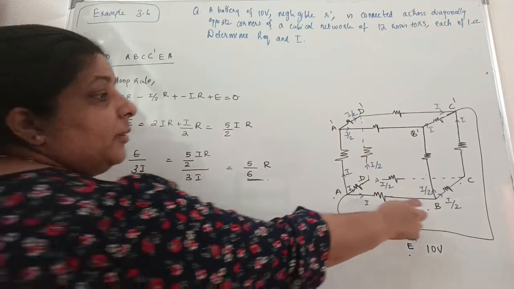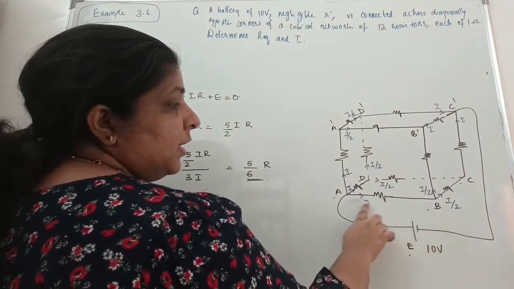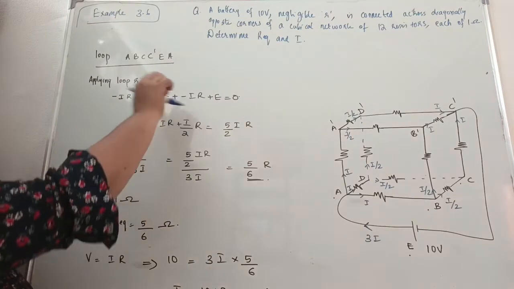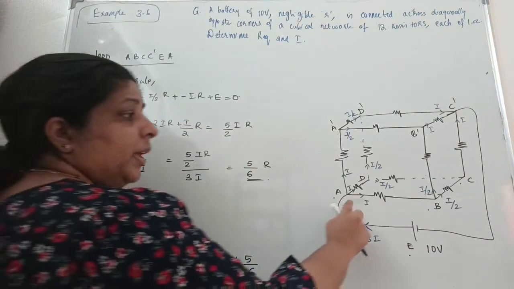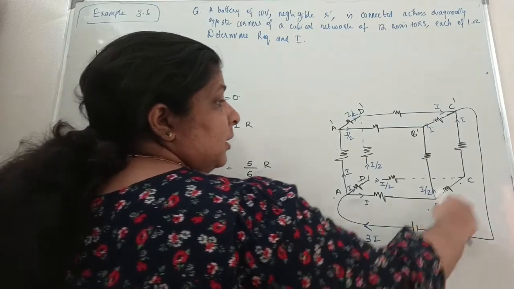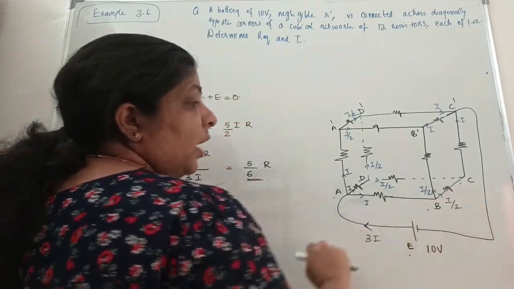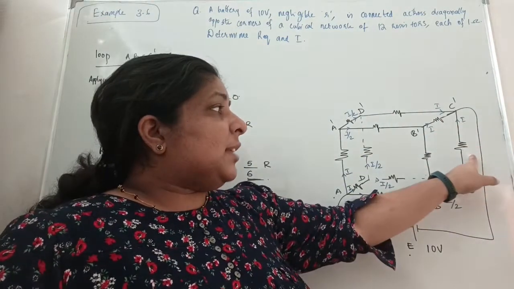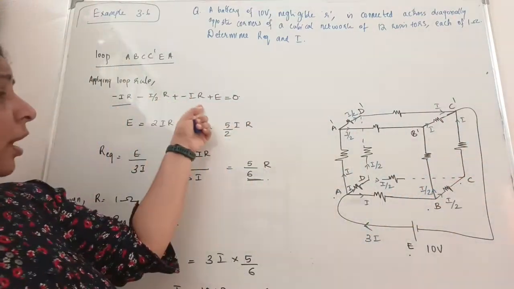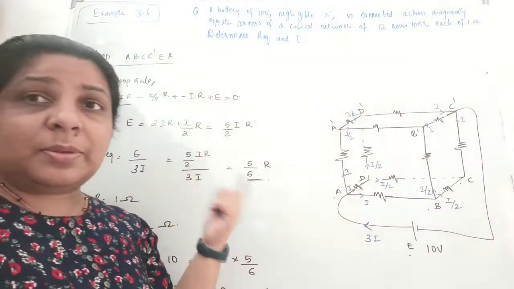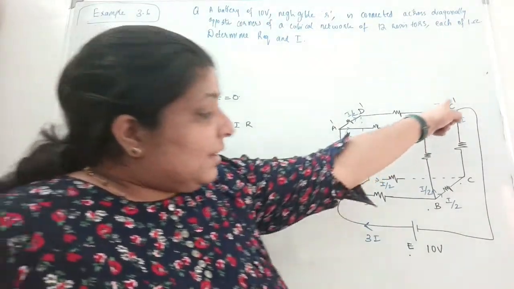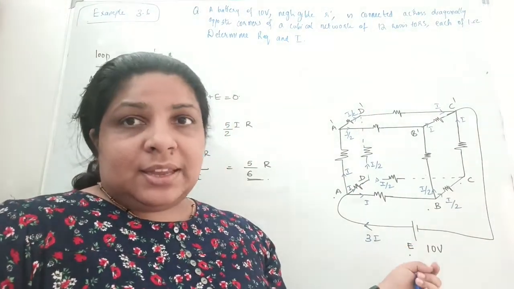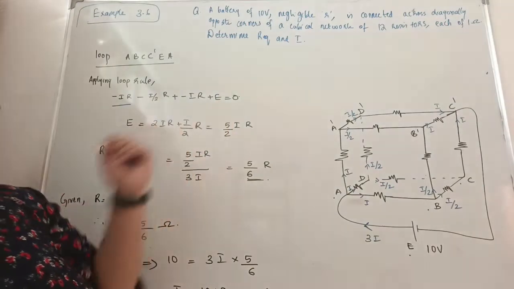Now A to B, my direction and current direction are the same, so it will be minus IR. So applying Kirchhoff's loop rule, A to B it is minus IR. Then B to C again minus I by 2 into R. Then C to C dash it is minus I into R, my direction and current direction same. Then coming back to the battery, negative to positive, so it will be plus E. So plus E is equal to 0.